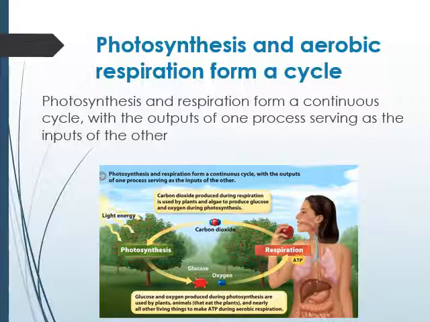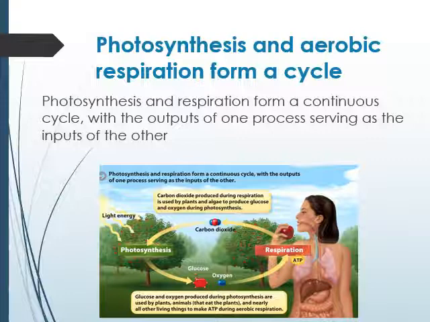So now that we've gone through aerobic and anaerobic respiration, it should occur to you that photosynthesis and aerobic respiration form this awesome, perfect cycle. It's just a continuous loop. The outputs of one process serve as the inputs of the other. We've got carbon dioxide being produced during respiration, being exhaled through our lungs, from the citric acid cycle. And plants and algae are using that.